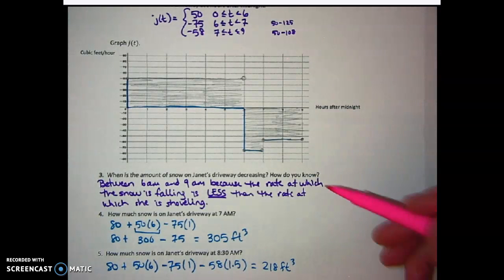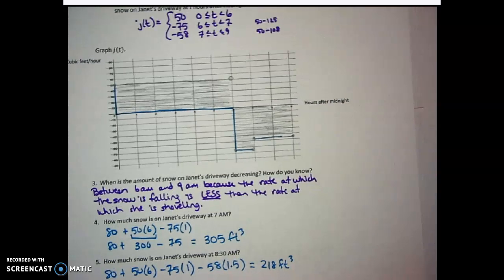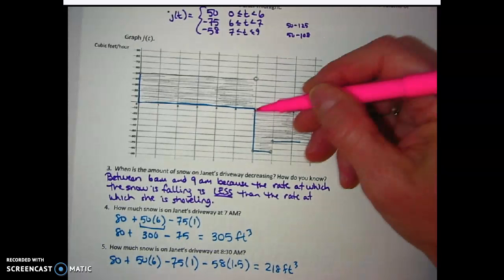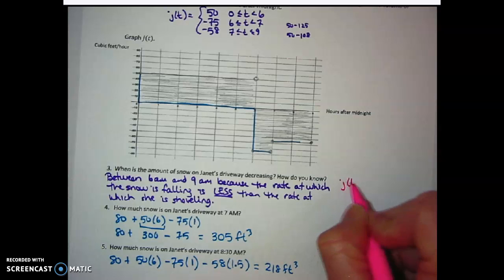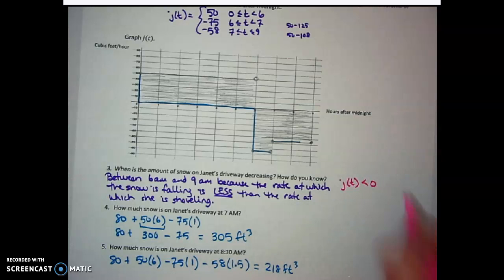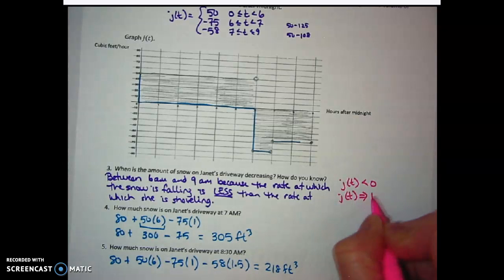I'd like to take a look at what each of these mean in terms of our drawing up here, in terms of our graph. The snow is decreasing between 6 and 9. If you notice, our function is less than 0, so it's going to have a negative area. Snow is decreasing. Our function is below the x-axis.